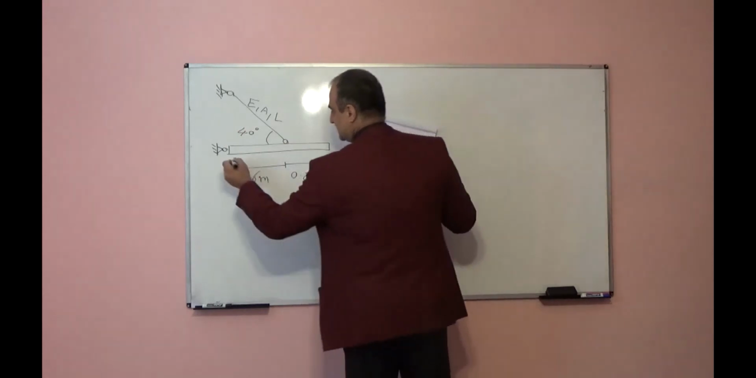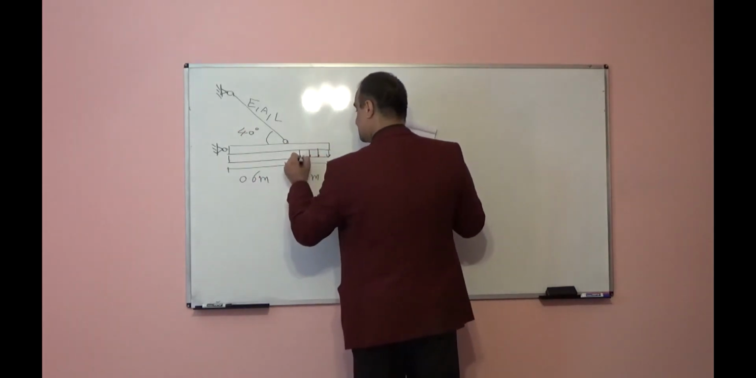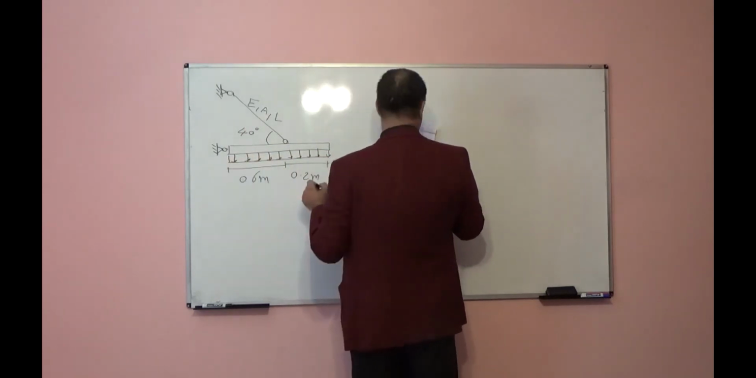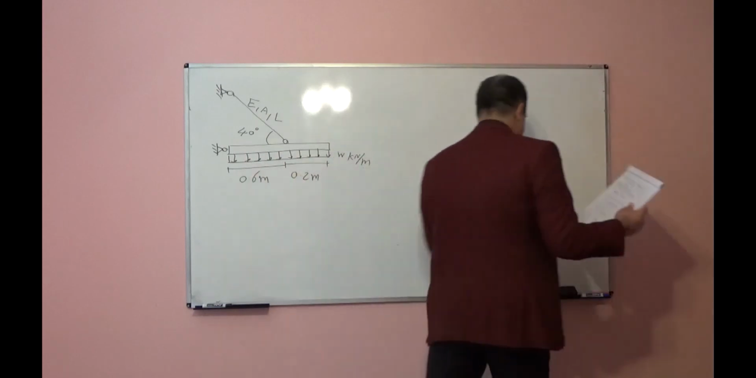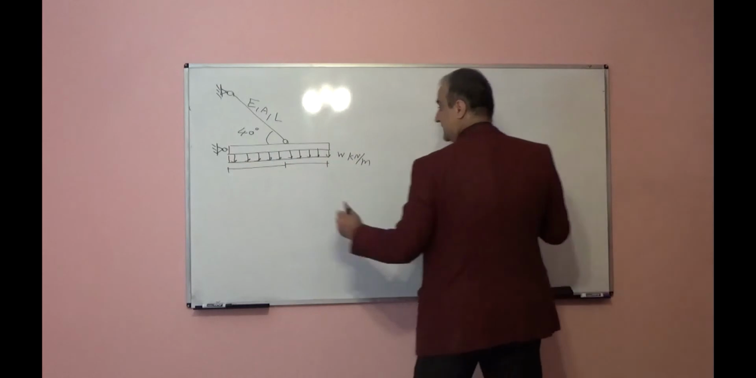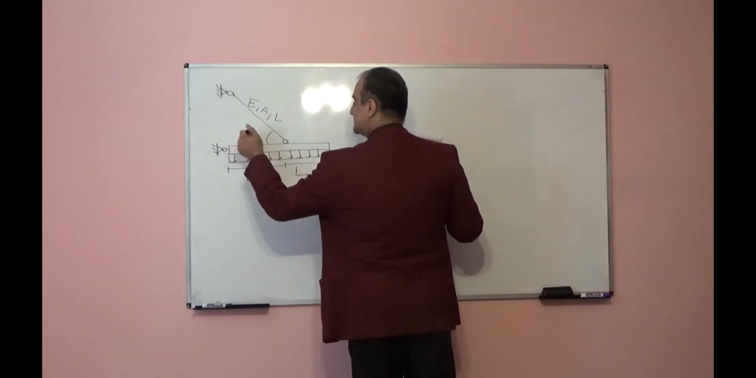And this beam is subjected to a uniformly distributed load, and the intensity of this load, for example, is W kilonewton per meter. Let me show the given data with parameters like this: this will be L1, this will be L2, this is theta.